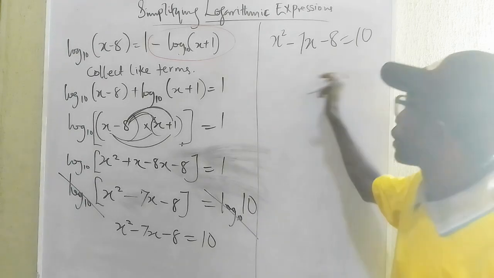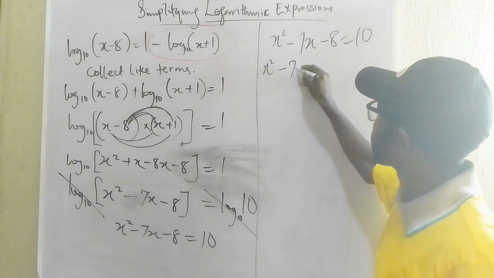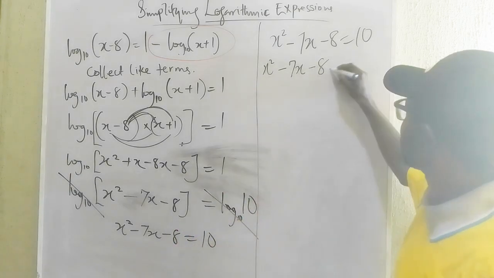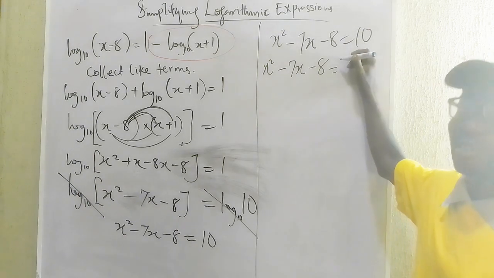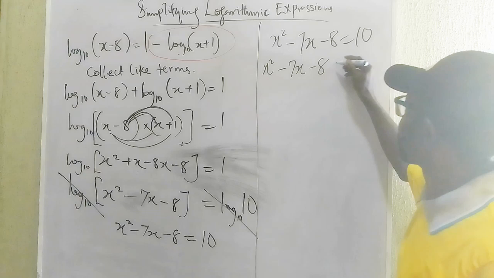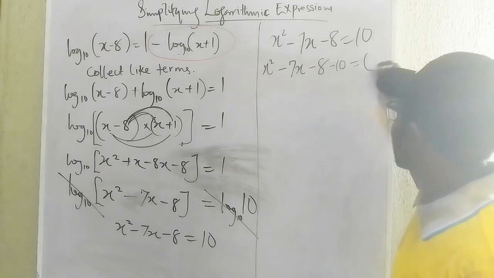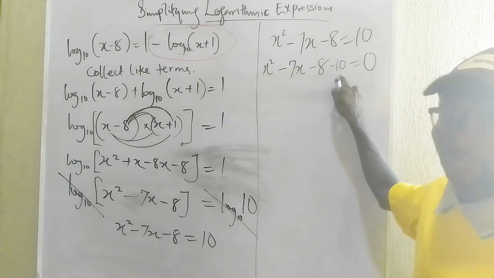Now here we already have x squared minus 7x minus 8 is equal to 10. To make it a proper quadratic equation, it's going to be x squared minus 7x minus 8, so I'm not making a mistake, is equal to 10. This is plus 10 when I cross the equal sign. In other words, doing the additive inverse, it becomes minus 10, and after the equal sign it will now be 0.